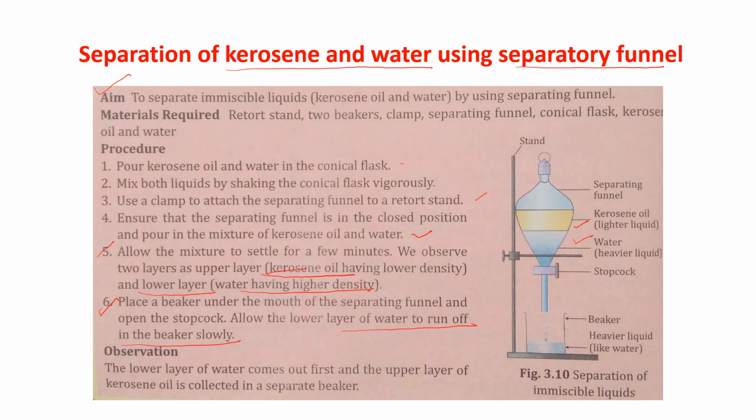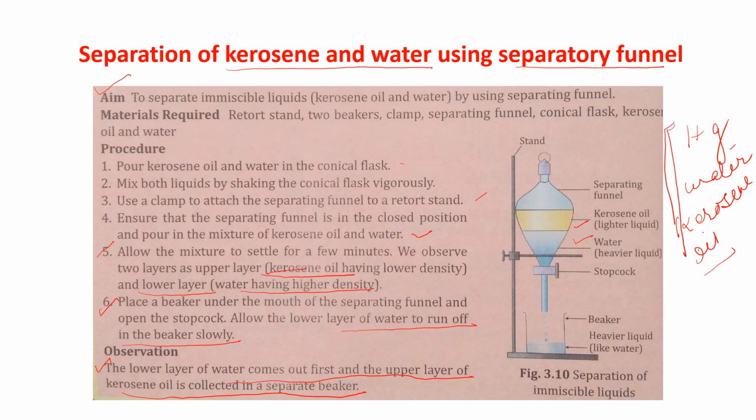What is the observation? The lower layer of water comes out first and the upper layer of kerosene oil is collected in a separate beaker. Now in this way, how will you separate a mixture of mercury, water and kerosene oil? I have given you three substances: mercury, water, kerosene oil.